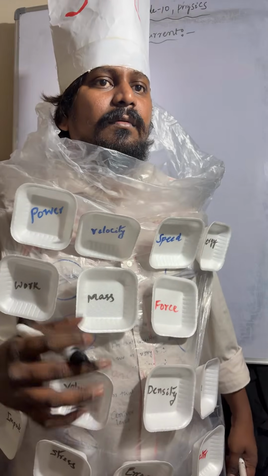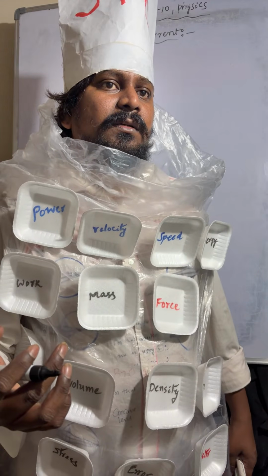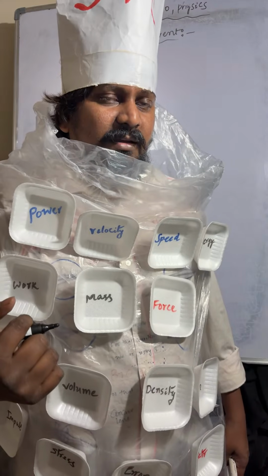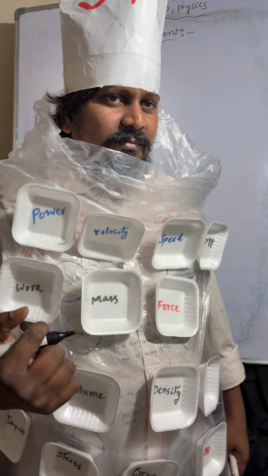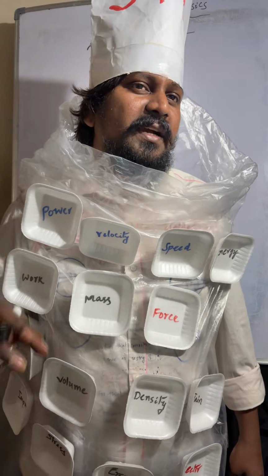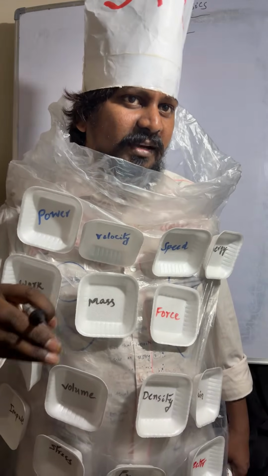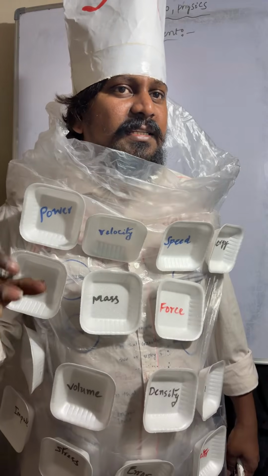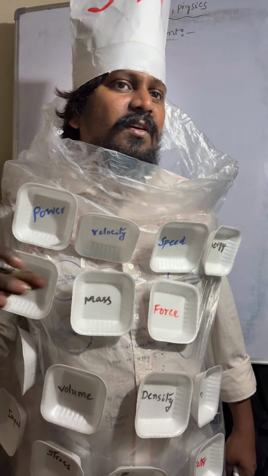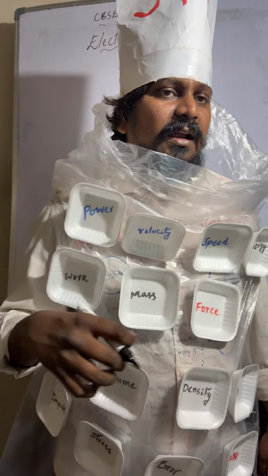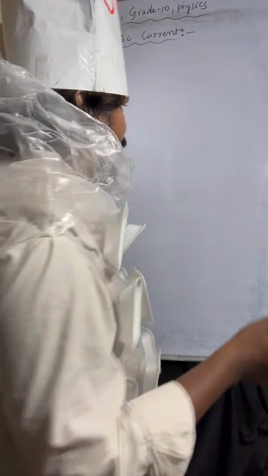Now I'll teach the heating effect of electric current. The source of energy continuously gets dissipated entirely in the form of heat. It is called the heating effect of electric current. It is also called Joule's law of heating.